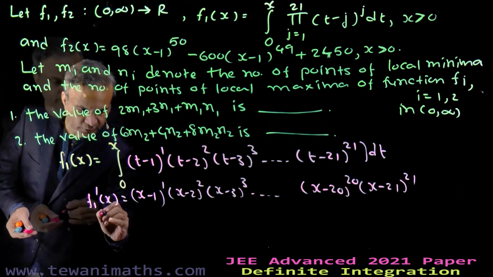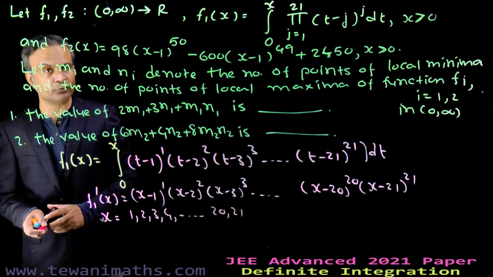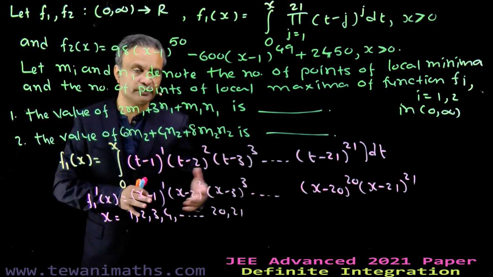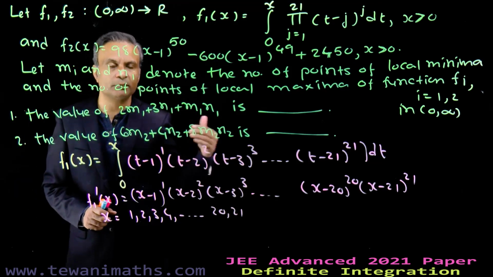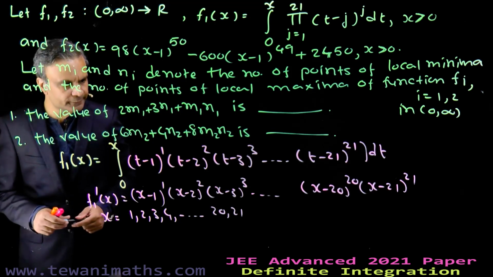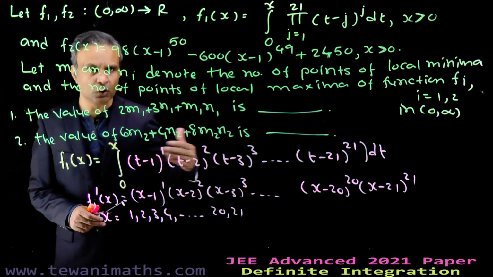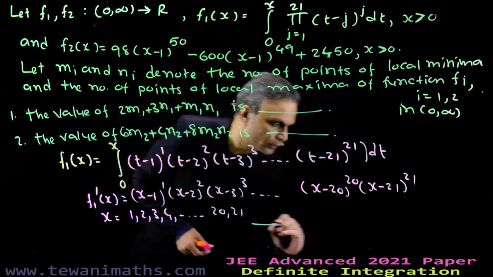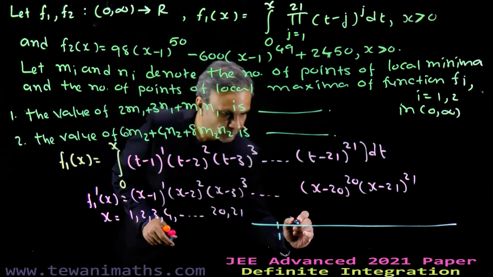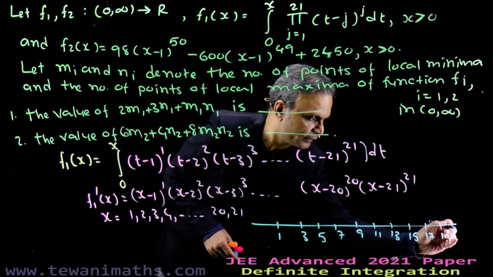We find the critical points will be x equal to 1, 2, 3, 4 up to 21. We have 21 critical points, but not all the critical points are local maxima and local minima. Only those critical points will be points of local maxima and local minima where the derivative will change its sign. Now we know the sign scheme method. Sign will change at the critical point for which the corresponding factor has odd power. So we will consider only factors having odd powers. Critical points will be 1, 3, 5, 7, 9, 11, 13, 15, 17, 19 and 21.